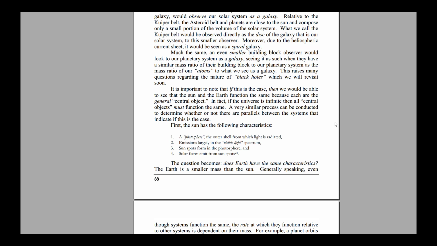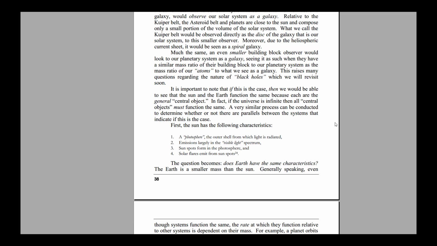First, the sun has the following characteristics. 1. A photosphere, the outer shell from which light is radiated. 2. Emissions largely in the visible light spectrum. 3. Sunspots form in the photosphere. And 4. Solar flares emit from sunspots. The question becomes, does Earth have the same characteristics?